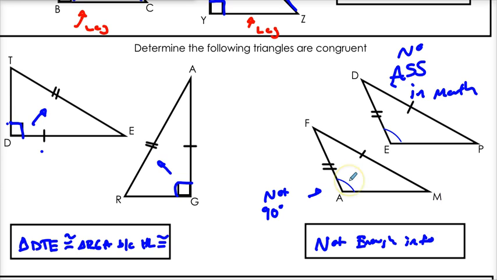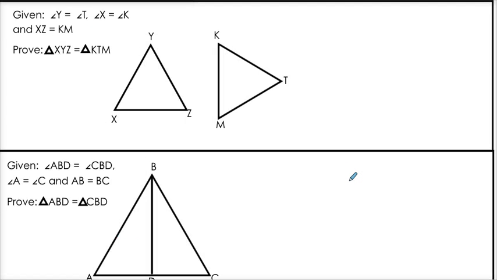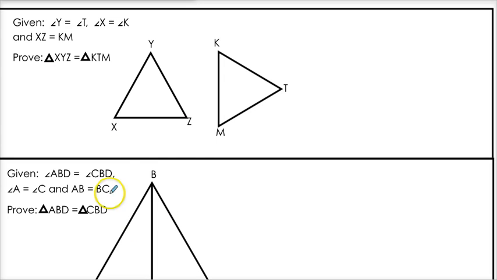Okay, so let's write out some proofs now. In these cases, we're going to write out our proofs that these two triangles are congruent. Now remember, when we're writing a two-column proof, which we're going to do here, you have to mark first what you see in your givens and then write your t-chart. So let's start with step one. We're going to mark what is given to us. So we know that Y is congruent to T. We know that X is congruent to K. And we know that XZ is congruent to KM.